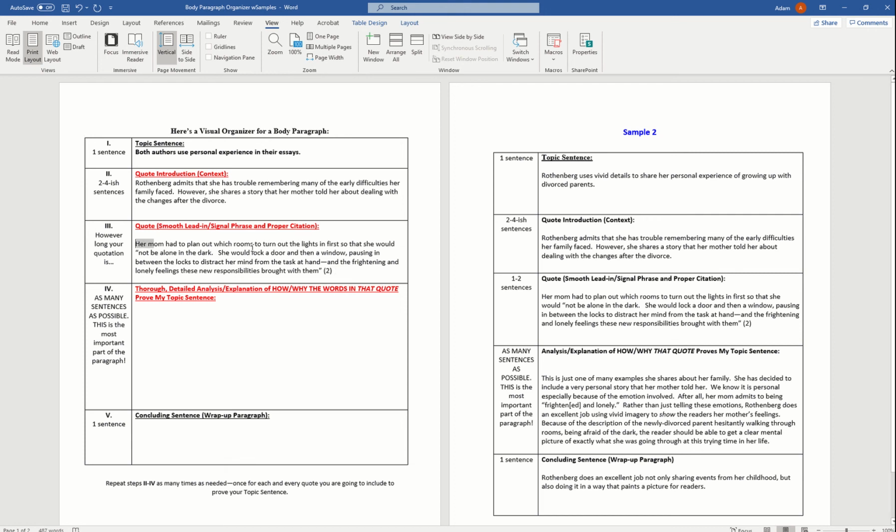So here's how I do that. Her mom had to plan out which rooms to turn out the lights in first, so that she would not be alone in the dark. She would lock a door and then a window, pausing. Notice I read that naturally.